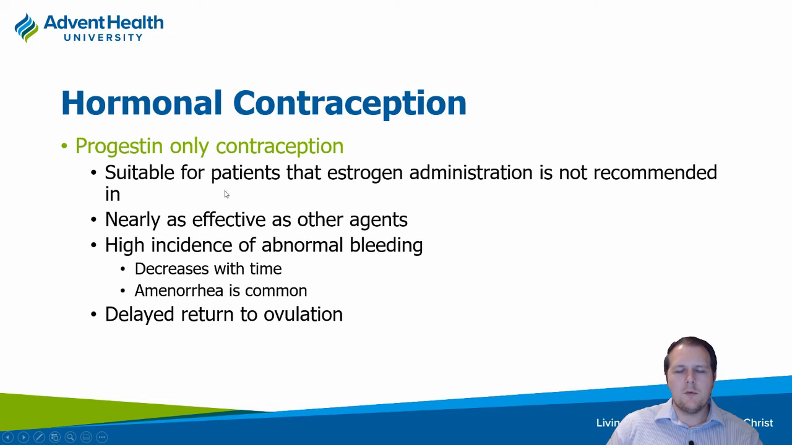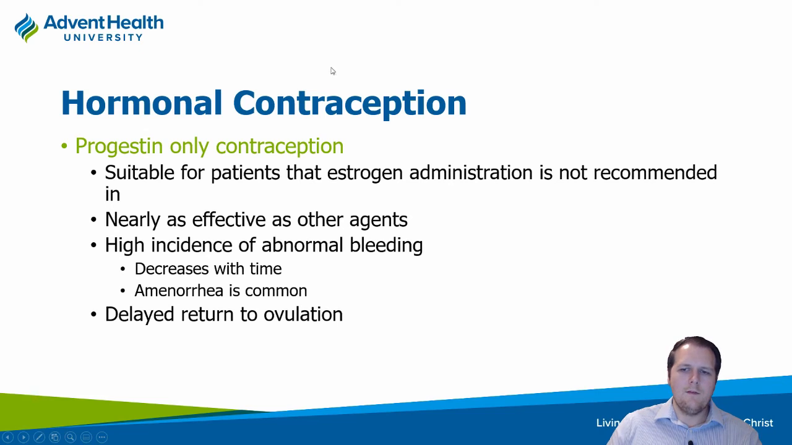So progestin-only contraception is going to be better for patients who cannot receive an estrogen by itself. It's not nearly as effective, and in fact, you'll find the failure rate is going to be much higher than if you're using a combination of the two products. And you do tend to find higher incidences of abnormal bleeding. So amenorrhea is common, and also you're going to find a big delay in return to ovulation. Especially if you're using a depot shot that is administered every 90 days, it doesn't just stop working at day 91, right? It actually can have lasting effects for several months even after that.